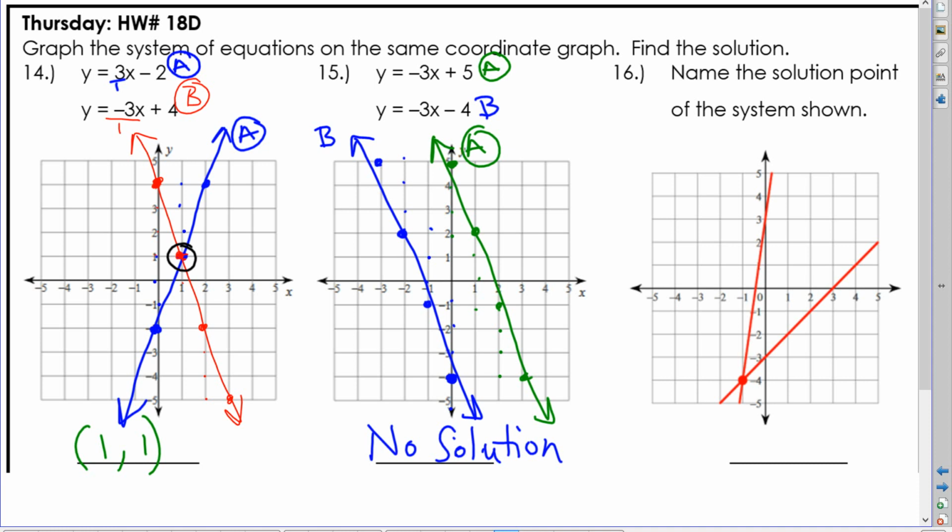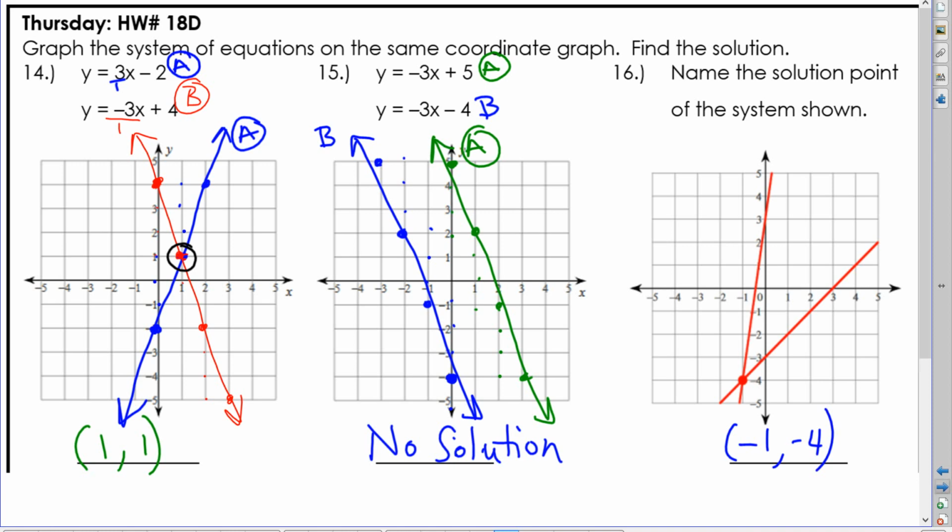That's a no solution. Question number 16 asks you to name the point shown here. That's the solution here. And its value would be -1, -4. -1 on the x-axis and -4 on the y-axis.